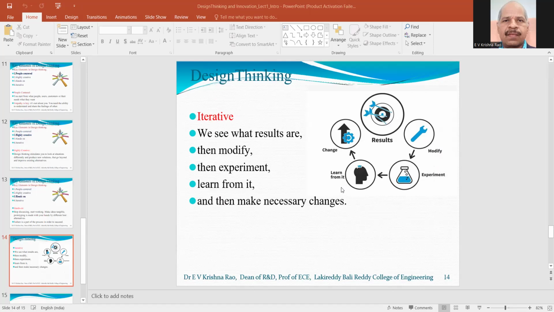to converge towards the expected results, the specifications that you are given already. Converging towards those results, if necessary, you change the design parameters, and again you observe the results. This is an iterative process till you get the expected result.